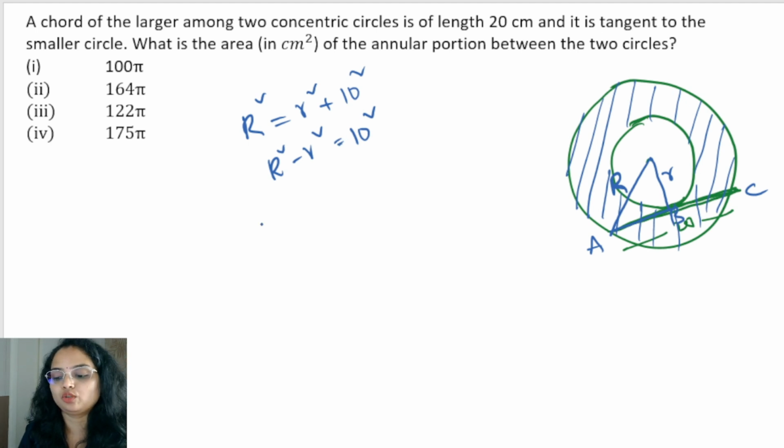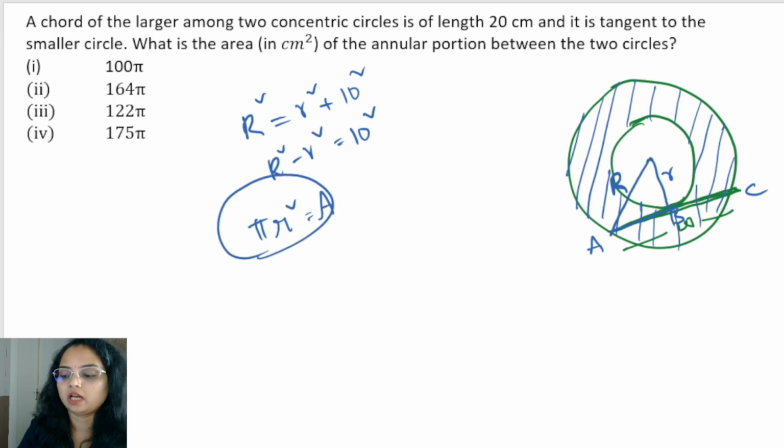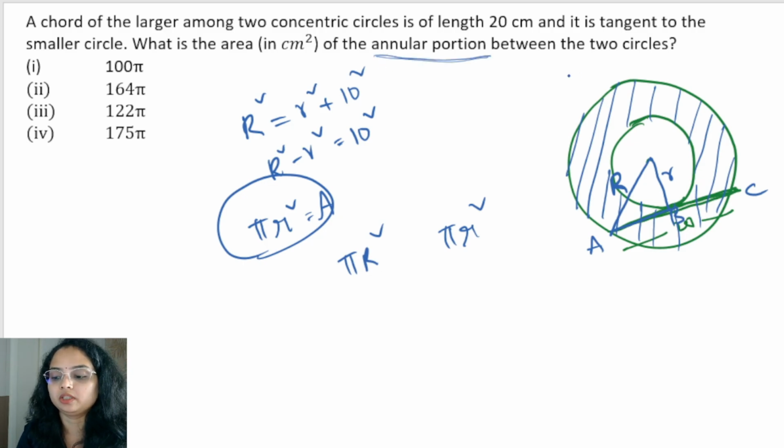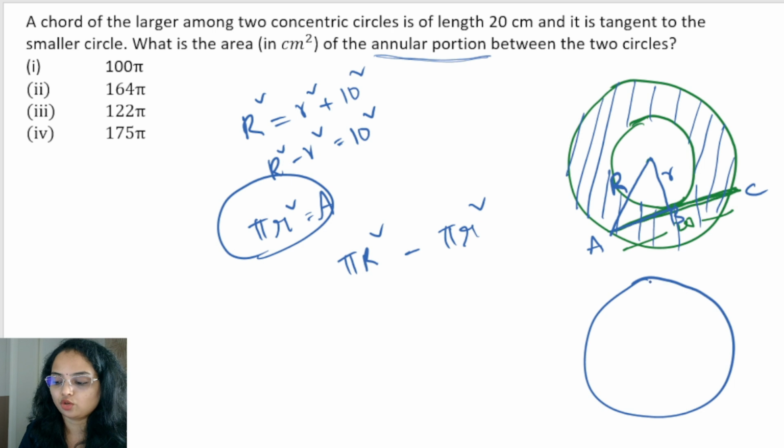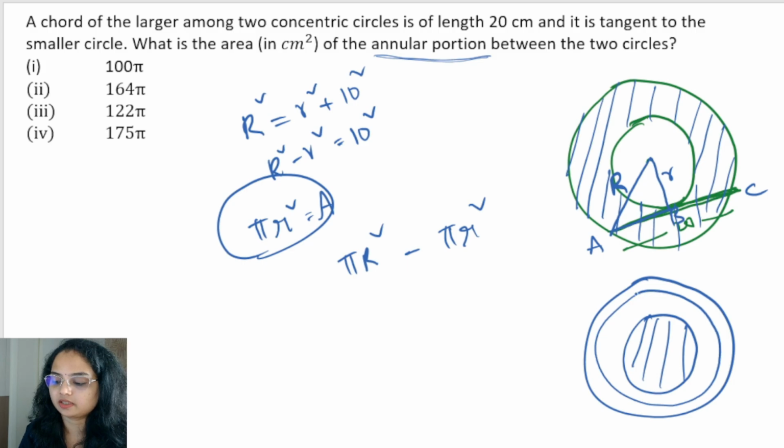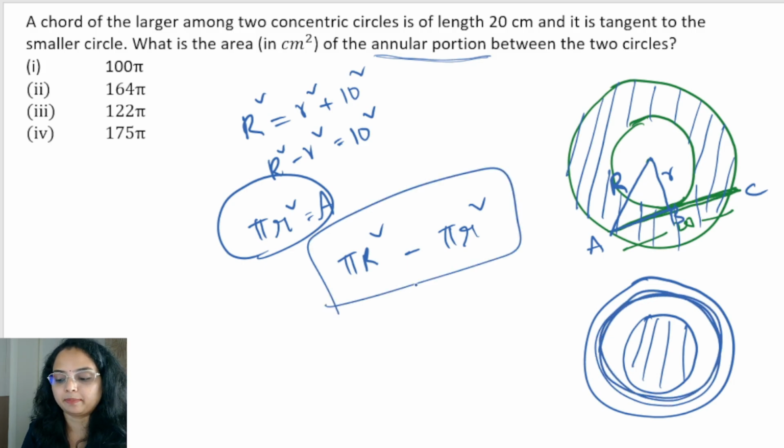And what is the area of the circle? It is pi r square. And what is the area of the bigger circle? It is pi R square. And area of the smaller circle? It is pi small r square. So the area of this annular portion between the two circles is what? It is pi capital R square minus pi small r square. See this, area of this bigger circle minus this smaller circle will give this area.